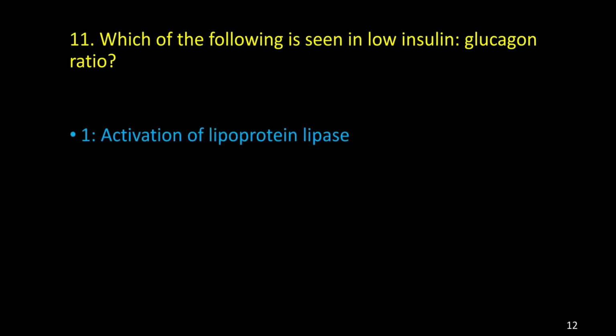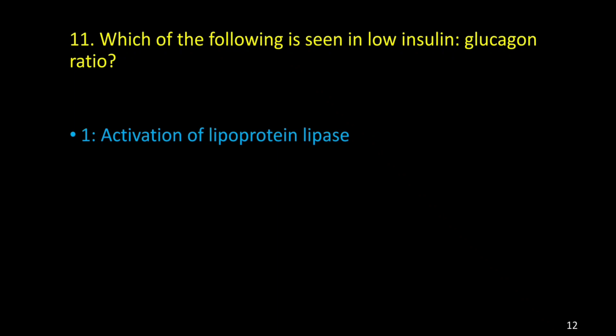So which of the following is seen in low insulin glucagon ratio? Here we have to find out what will be seen in the presence of glucagon. So what function will be done by glucagon? That is the indirect question asked in this MCQ. First option, activation of lipoprotein lipase. This enzyme is basically targeted to utilize VLDL as well as chylomicron.